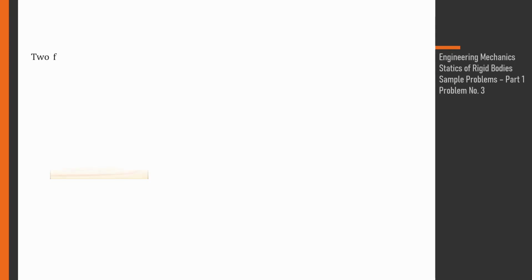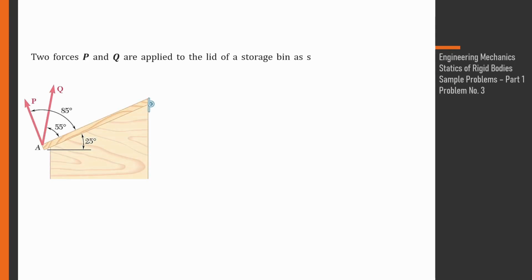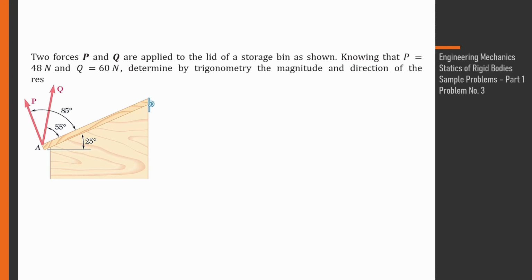Next problem. Two forces P and Q are applied to the lid of a storage bin as shown. Knowing that P is 48 newtons and Q is 68 newtons, determine by trigonometry the magnitude and direction of the resultant of the two forces. So force P and then the head-to-tail method, because we'll answer it by trigonometry. Given two forces and the resultant, so trigonometry. And then let's connect R.